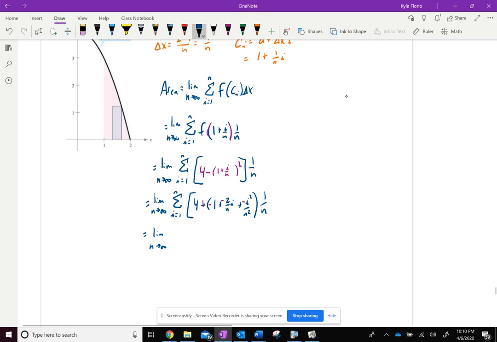I'm going to factor this 1 over n out of the sum for now. Just get it out of there. So 4 minus 1 is 3. Minus, let's see, we have 2 over n times i. Minus i squared over n squared.